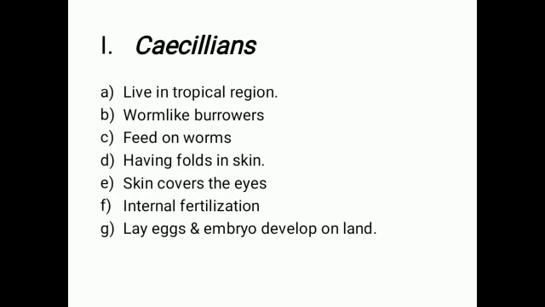They live in tropical regions, in worm-like burrows. They feed on worms and have folded skin. Skin covers the eyes. They have internal fertilization, lay eggs, and the embryo develops on land.